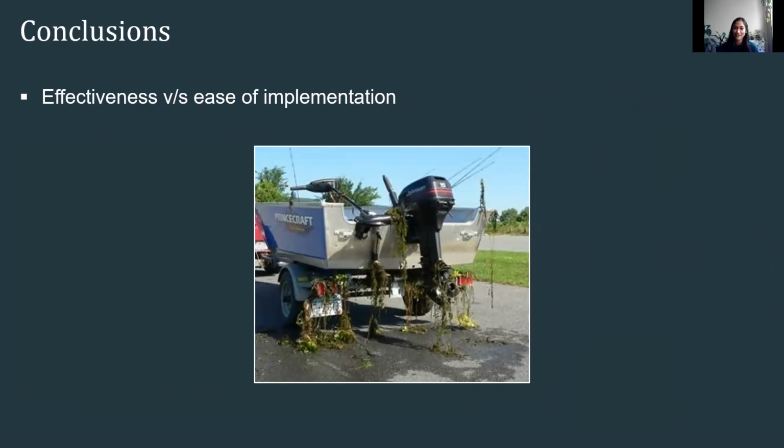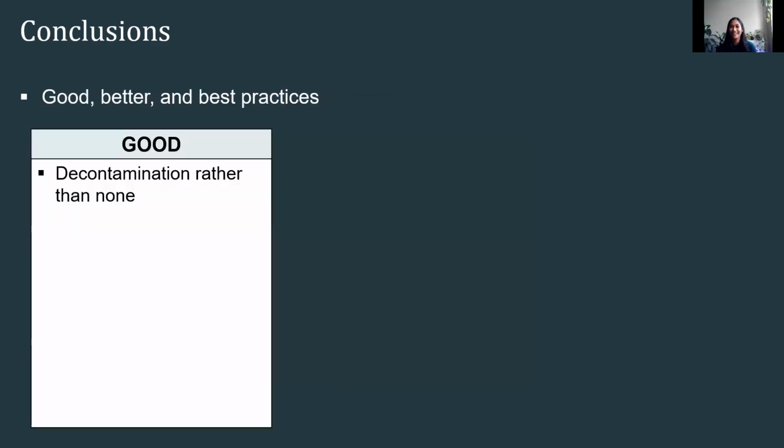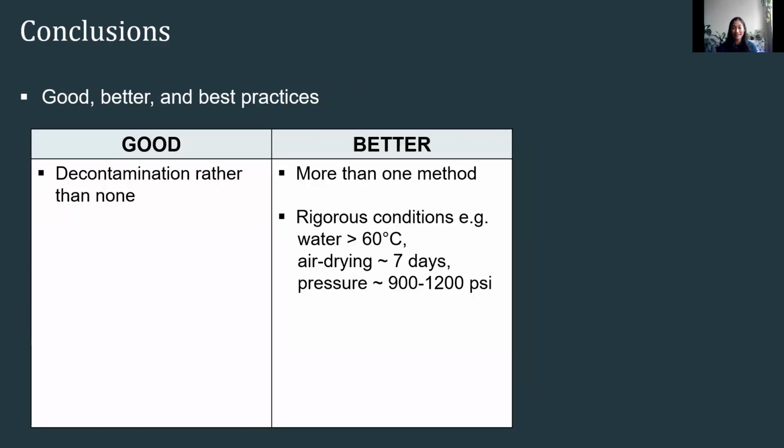Unfortunately, there is no single technique that would guarantee 100% mortality among all of them, while also being easy and safe for recreational boaters to implement. However, our approach to decontamination can help solve this. So while it is good to perform at least some form of decontamination rather than none, a better approach would be to combine more than one means of decontamination or to implement the more rigorous conditions possible in order to eliminate the most individuals and species.